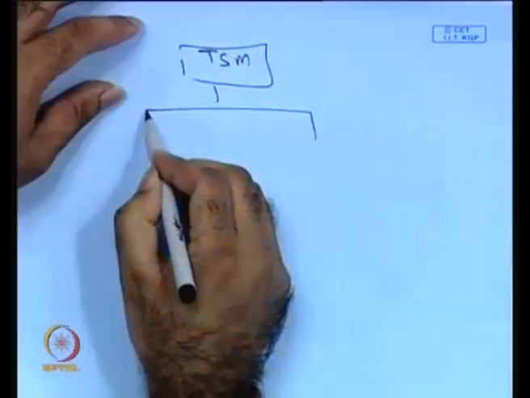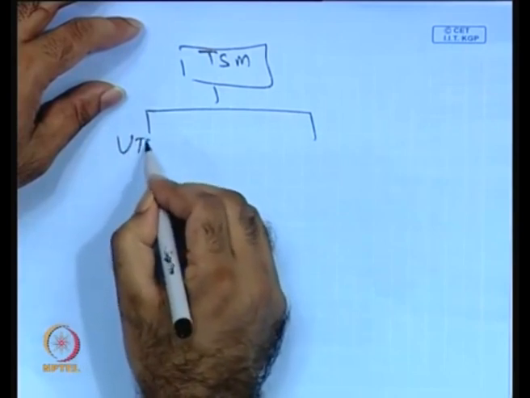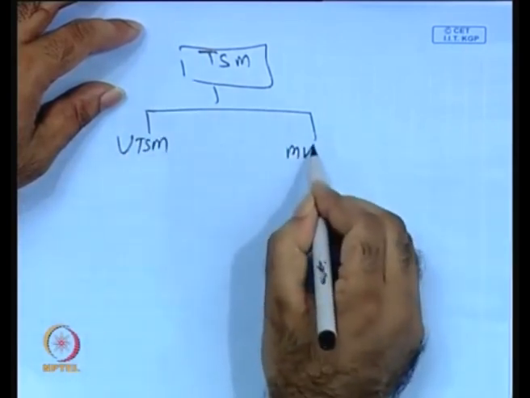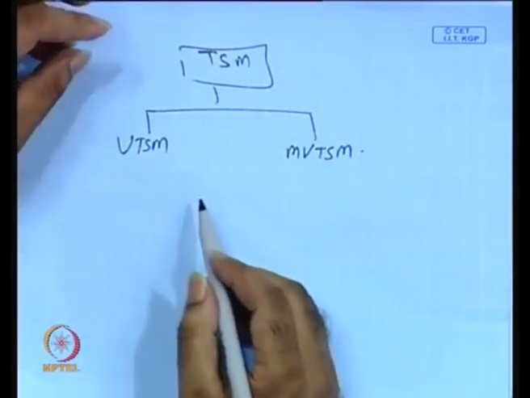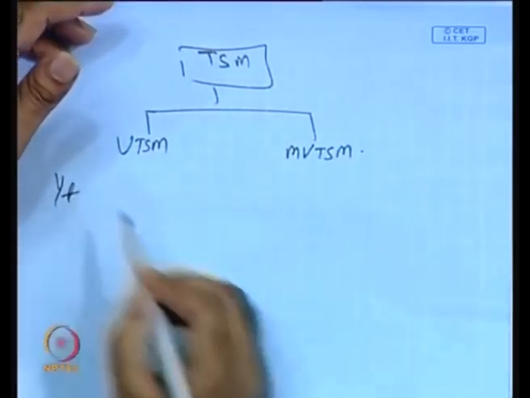Now if you look at your time series components from an econometric point of view, then obviously we start this way. Time series modeling is basically divided into two parts, as I have already highlighted: univariate time series modeling, then multivariate time series modeling. So, we start with, let us say, variable yt.